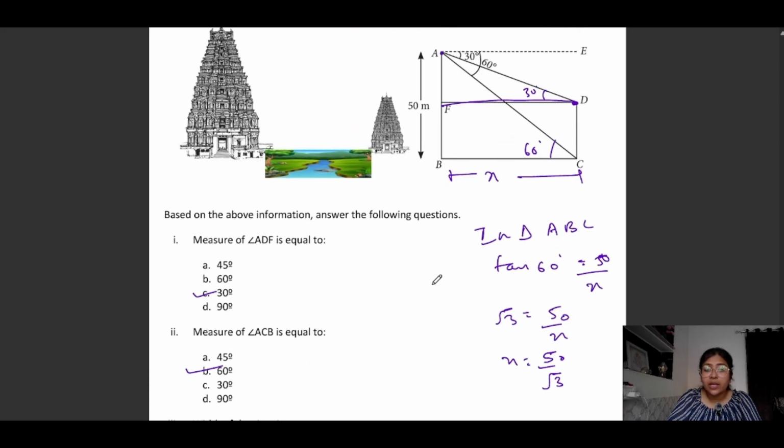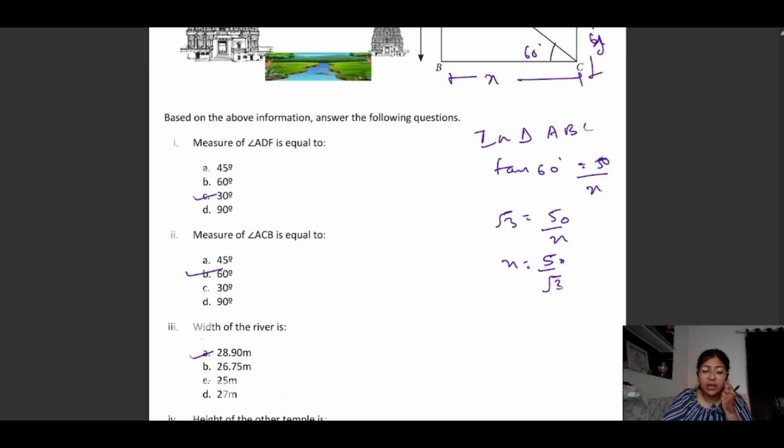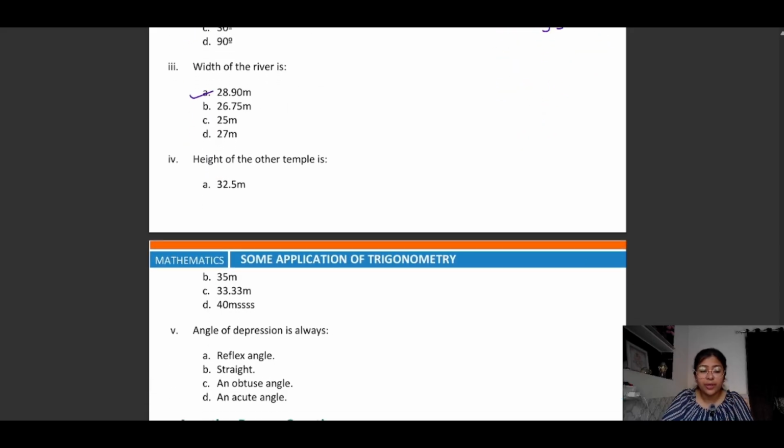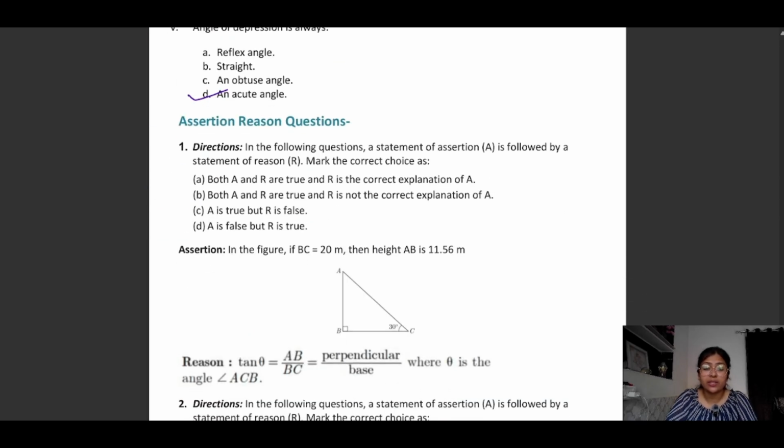Height of the other temple means you need to find out DC. In a similar manner, you can find out DC. In both the triangles, you will apply the relation and you will easily get the answer. Okay, you can comment your answer. Angle of depression is always... which option is correct? An acute angle. Both the angle of elevation as well as the angle of depression are acute angles.